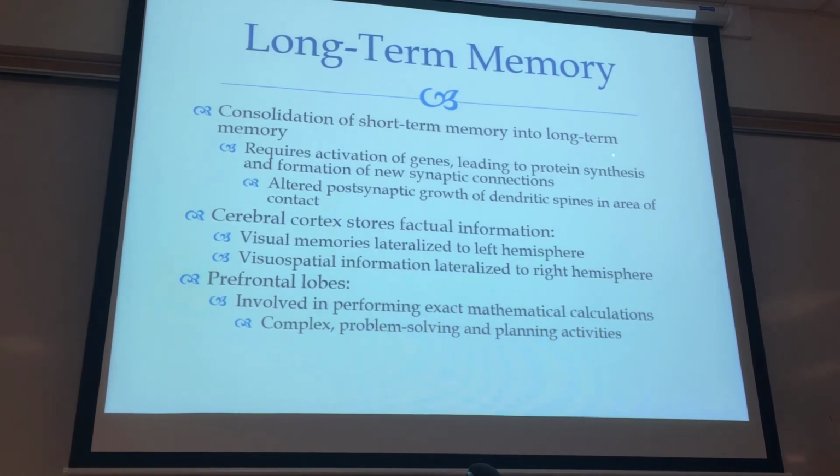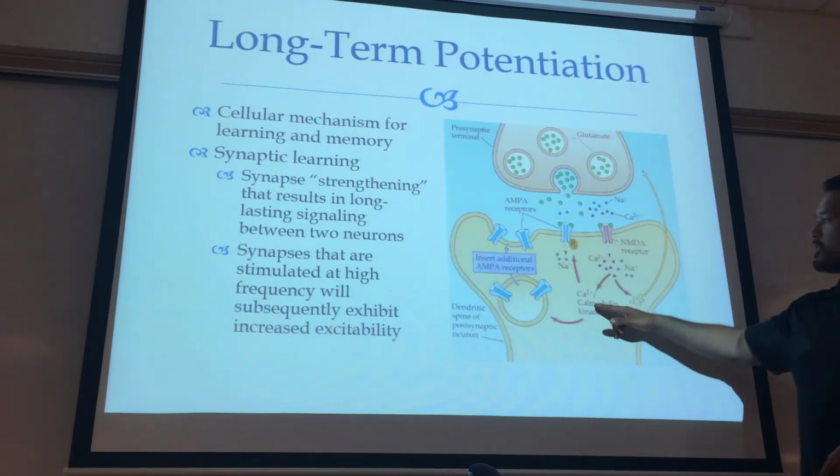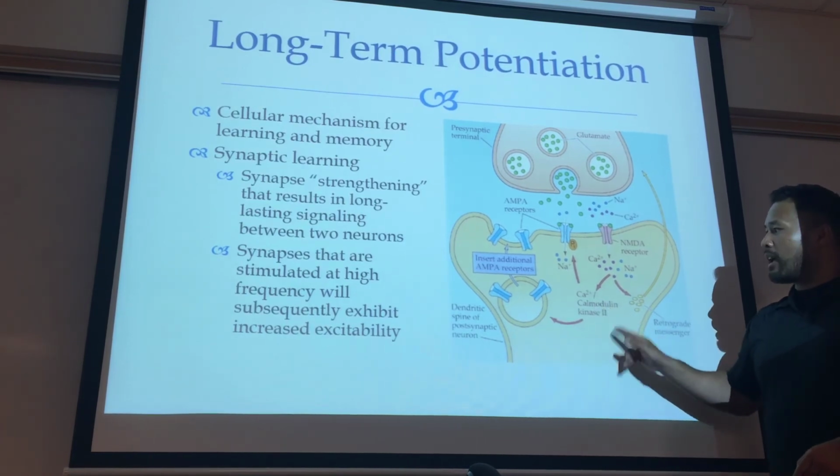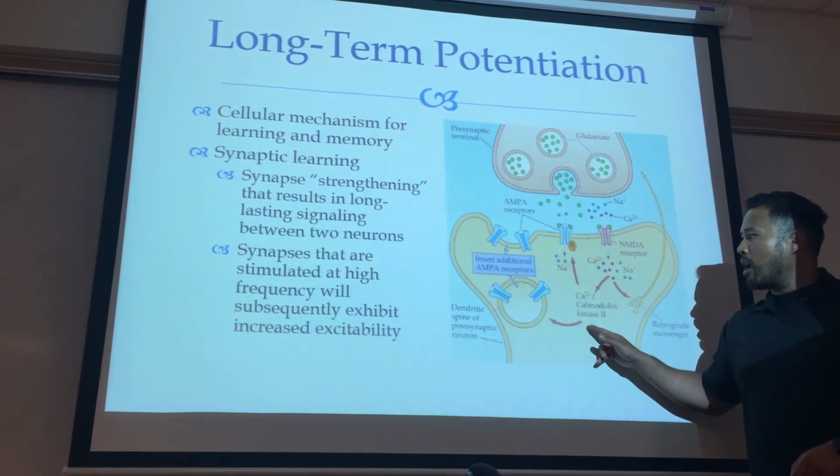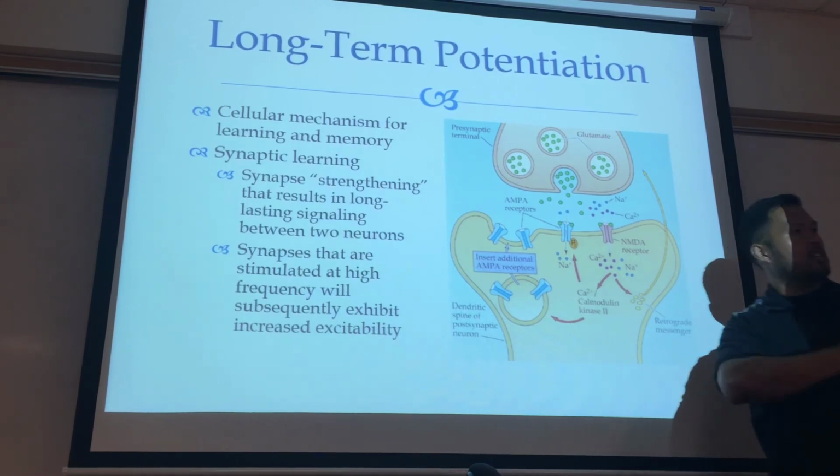Consolidation of short-term memory into long-term memory involves the activation of genes, the production of proteins, and the formation of new synaptic connections. Okay? So the first two portions are important. Activation of genes leading to protein synthesis. So calcium comes in and activates those genes back in the DNA, turns it on and starts to create the production of proteins. Those proteins start to become folded.